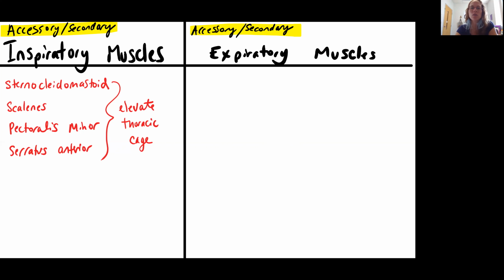In the case of our accessory or secondary inspiratory muscles, we're going to be recruiting sternocleidomastoid, scalenes, pectoralis minor, and serratus anterior. Now, you studied all of these in AP1 except for scalenes. So I'm listing them here because they are accessory secondary inspiratory muscles, but I'm not going to really ask any questions on it because that's a muscle we haven't learned. So know for sure sternocleidomastoid, pectoralis minor, serratus anterior are all elevating the thoracic cage. If we are elevating the thoracic cage, we are making the volume bigger, the pressure smaller, and so air is getting pulled in.